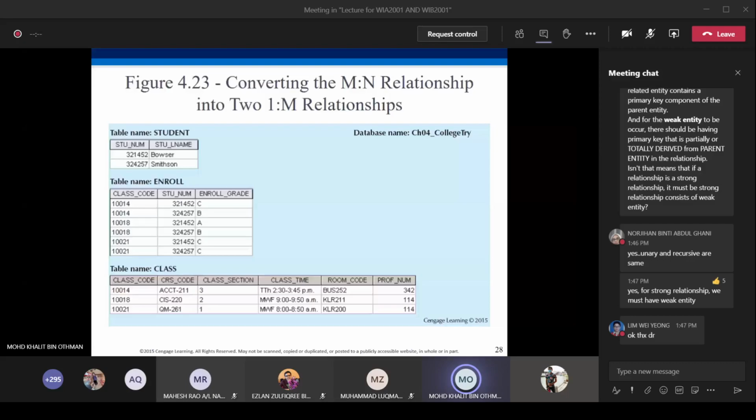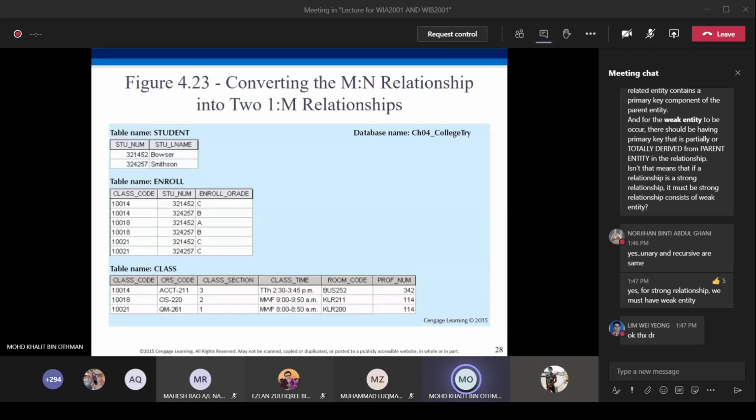For the second table, you can see a class can occur more than once in the enroll table. For example, class code 10014 occurs twice in the enroll table, and occurs only once in the class table. This reflects that the relationship between class and enroll is one to many.